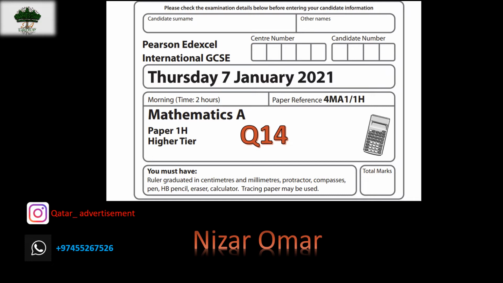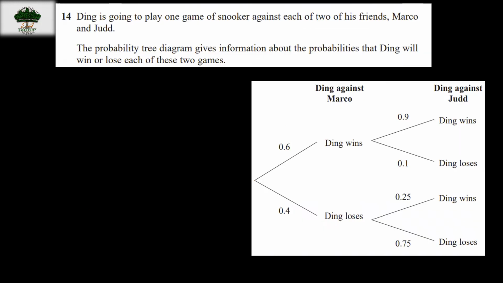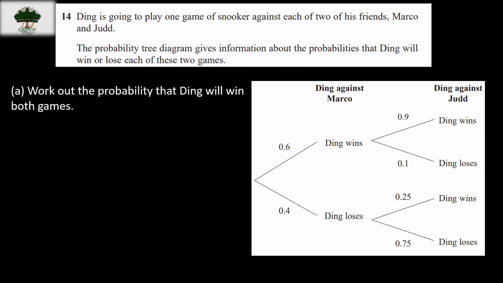Today we will solve question number 14. Ding is going to play one game of snooker against each of two of his friends, Marco and Jad. The probability tree diagram gives the information about the probabilities that Ding will win or lose each of these two games. The first question: work out the probability that Ding will win both games.